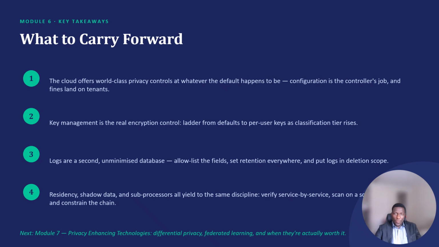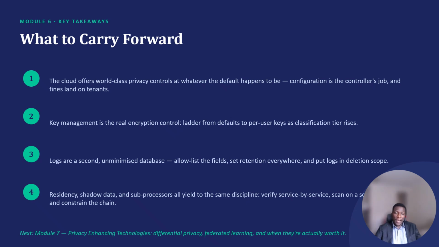Now we've come to the end of this module. Four important takeaways that I would like you to carry forward. Number 1, the cloud offers superb privacy controls set to whatever the default happens to be. Configuring them is your job, the controller's job, and enforcement lands on the tenant. Number 2, key management, not encryption, is the real control, because by default all cloud platforms would offer you encryption at the click of a button.